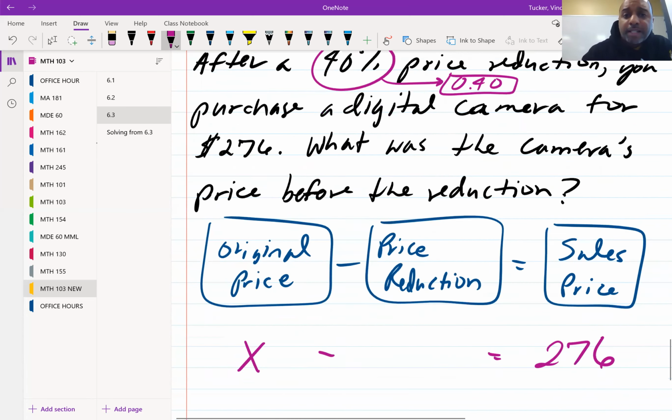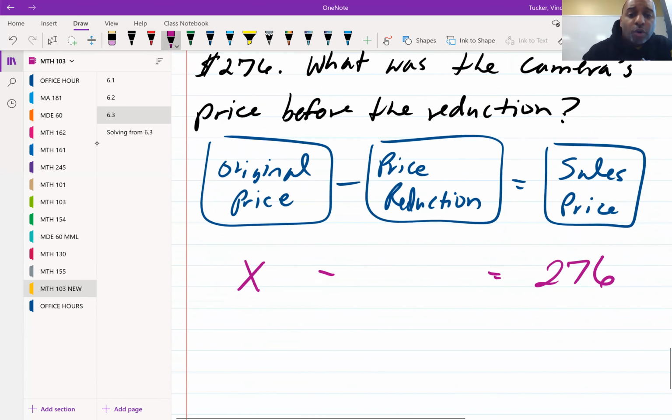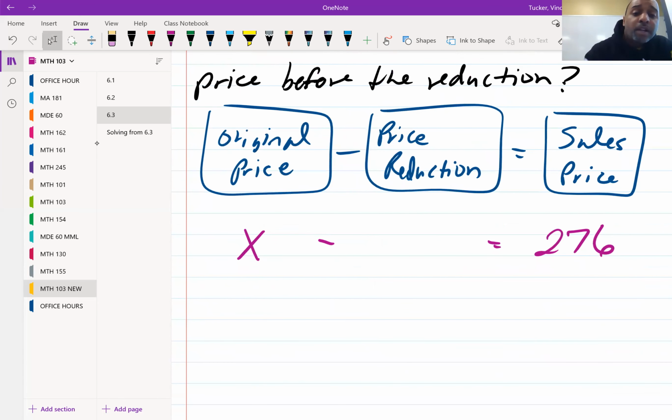Now your percentage cannot stand alone. Normally it's 40% of something. Of in mathematics means multiplication. So you're talking about 40% of something. And you have to remember the only thing that we had originally is the original price. So the price reduction is 40% of the original price. So there's going to be 0.4x. This represents 40% of the original price.